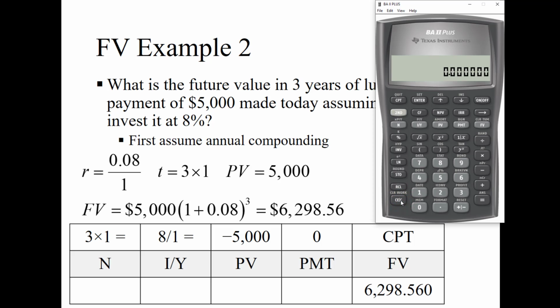And then we'll type in our inputs. So in this case, our N is going to be equal to 3, so I'll hit 3 and then the letter N. Our interest rate is going to be 8%, so I'll hit 8 and then IY. The PV is a negative $5,000. We're making an investment today, so it's coming out of our pocket. So I'll type in $5,000, hit the plus or minus key, and then PV.